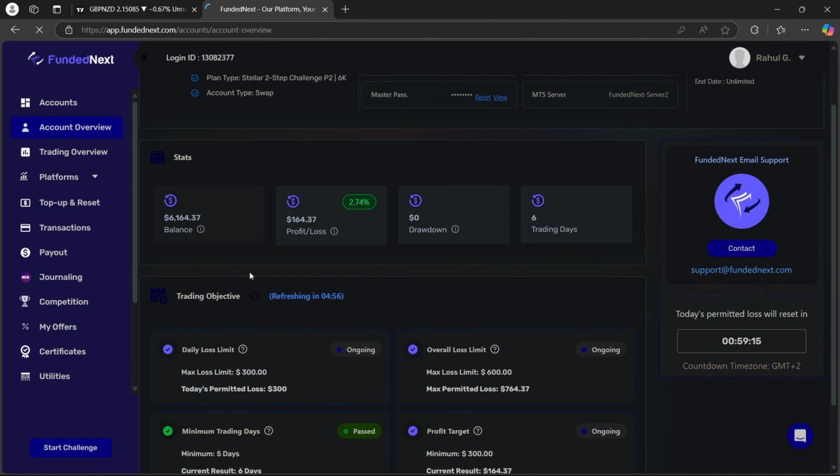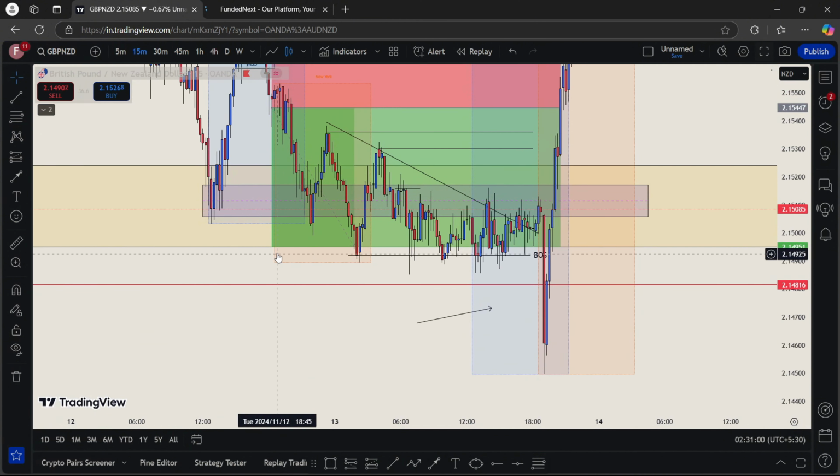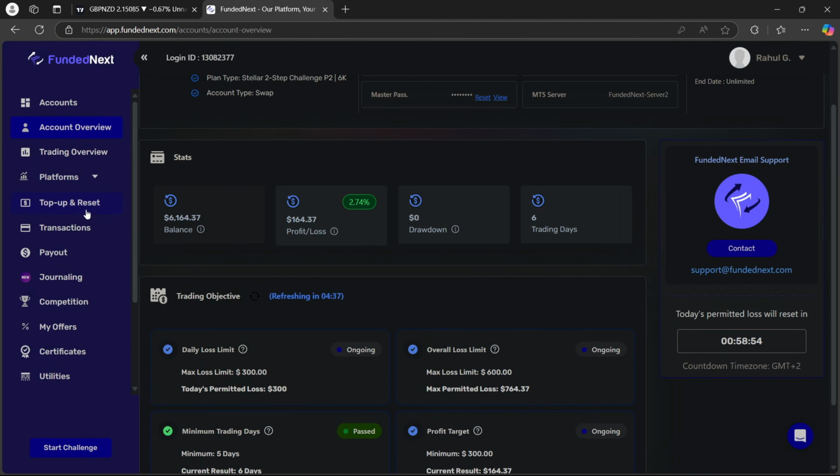So yeah, with this single trade I have made $164, as you can see in the screenshot. I was at break even on this account, and with a single trade I was nearly going to pass the account. If my trade had hit this, I would have passed the account. But no, it didn't hit that. I closed it below. So I'll show you my trade.